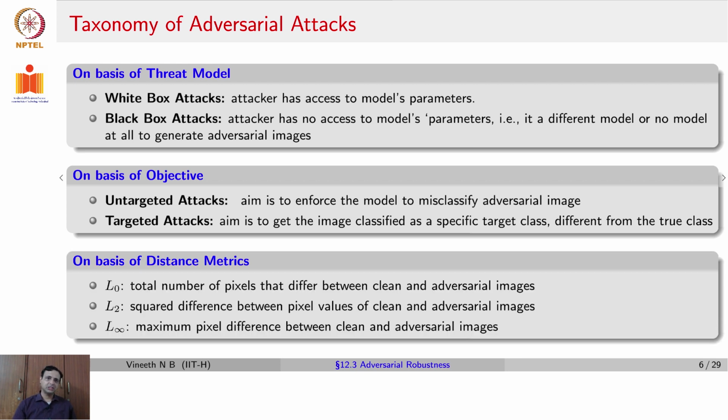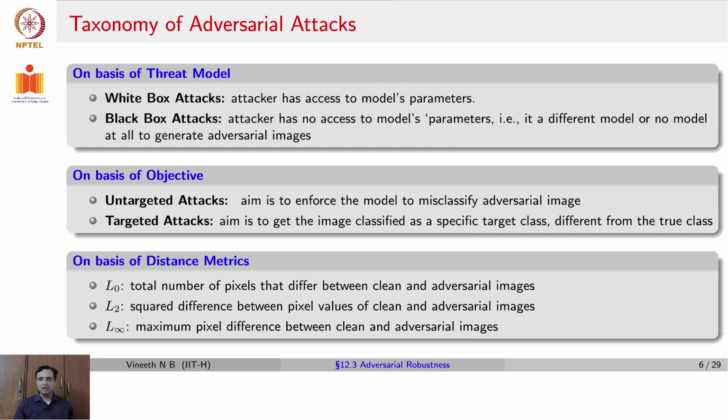A third categorization is based on distance metrics used. In all of these adversarial perturbations, a constraint is that the perturbation should not have a very high norm, because you don't want the perturbation to be too large, because it's then always easy to add a very large number and change the outcome of a model. The challenge here is to ensure that the perturbation is as minimal as possible.